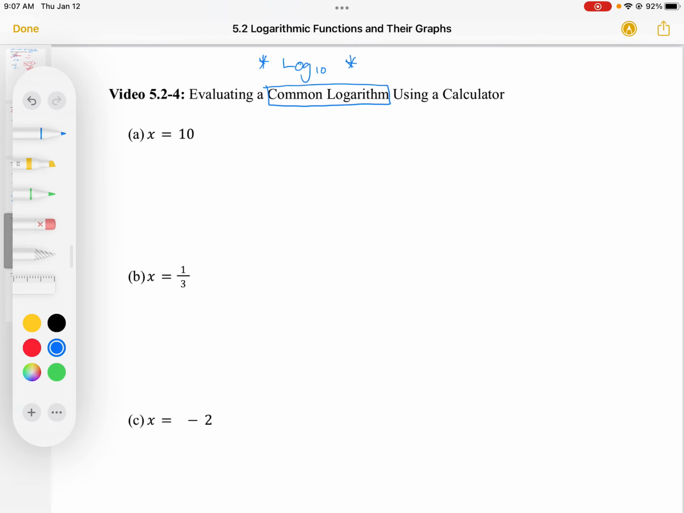In example A, we have x is equal to 10. Now, if you're using a calculator, you're simply going to hit your log button, type in 10, and then hit enter. Remember what this means when x is 10. What I mean is log of 10. That's essentially what we are evaluating.